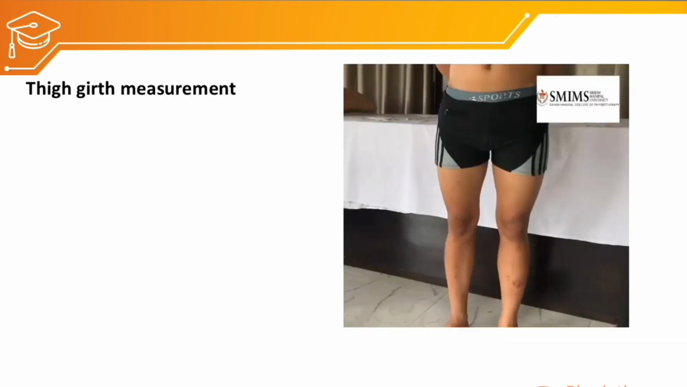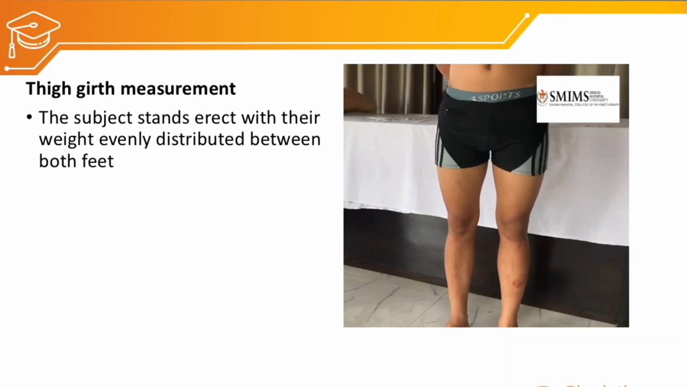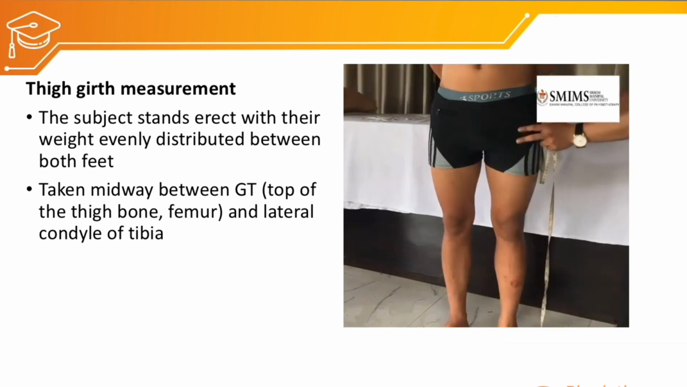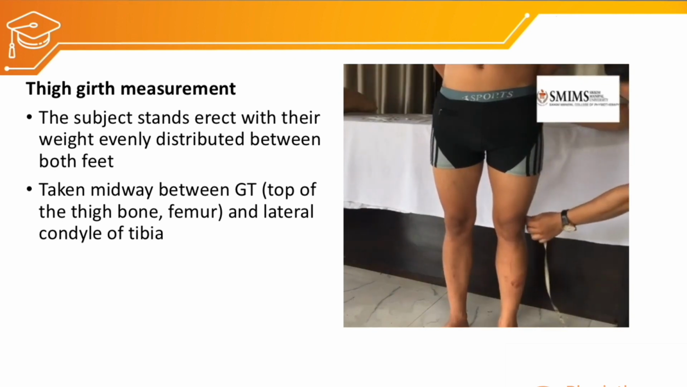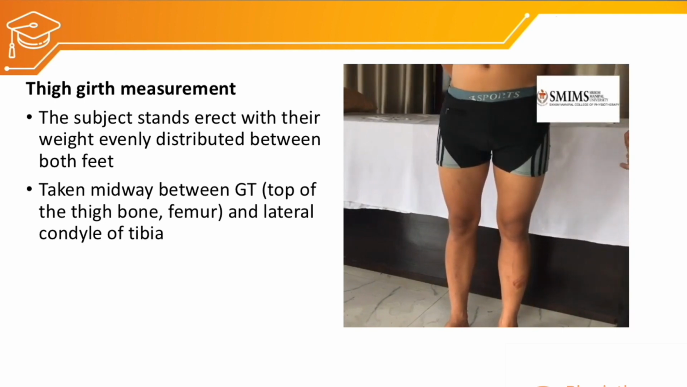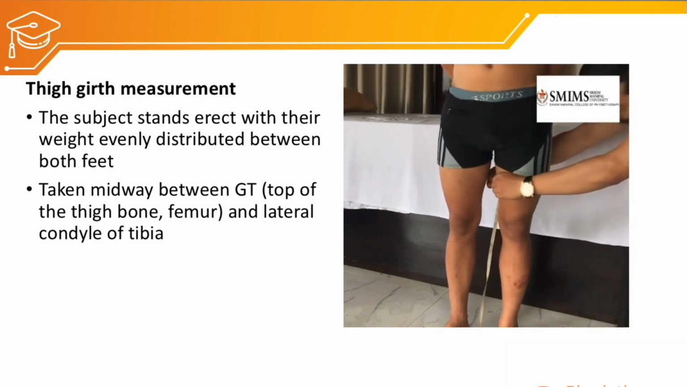Next is the thigh girth measurement. For thigh girth measurement, the subject has to stand erect with their weight evenly distributed between both feet. Then the midpoint is taken between the greater trochanter of the femur and the lateral condyle of the tibia. So you can visualize here the tape is placed at the greater trochanter and at the lateral condyle of the tibia. Then the midpoint is taken between these two reference points and the girth is measured.